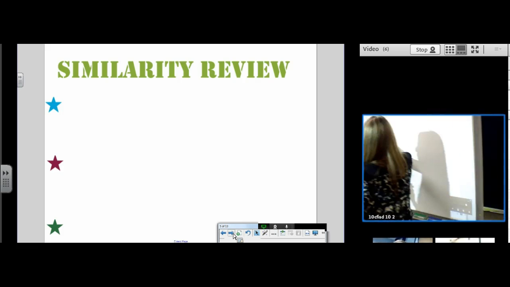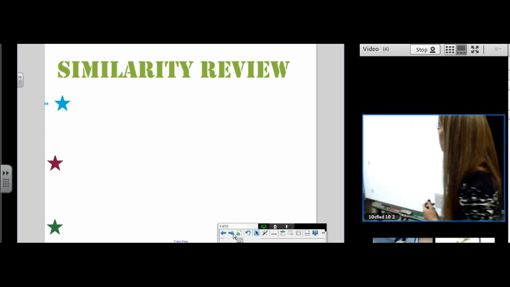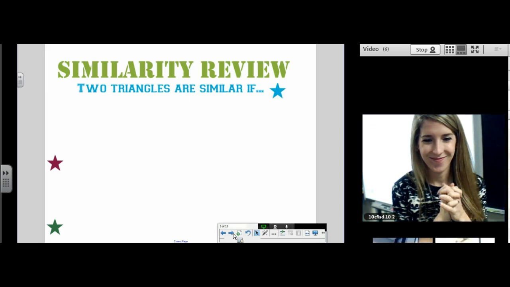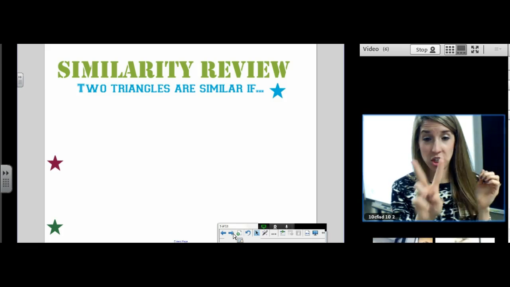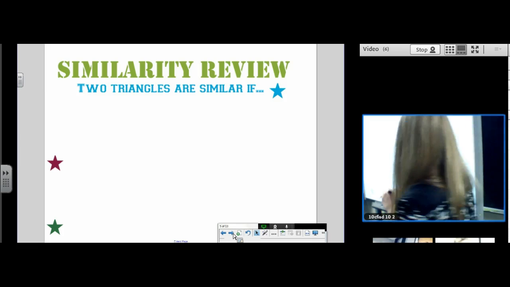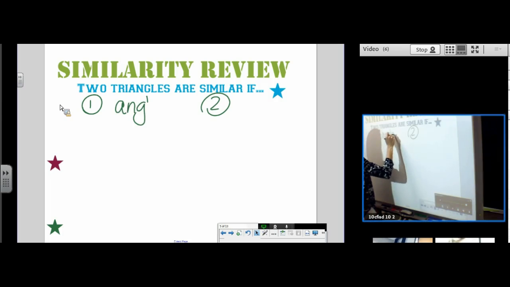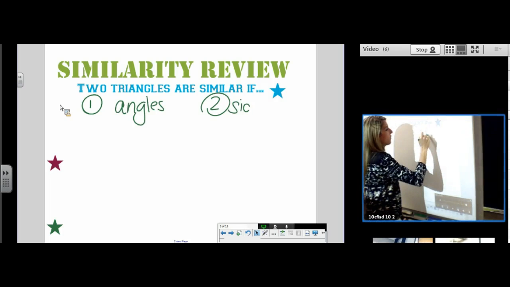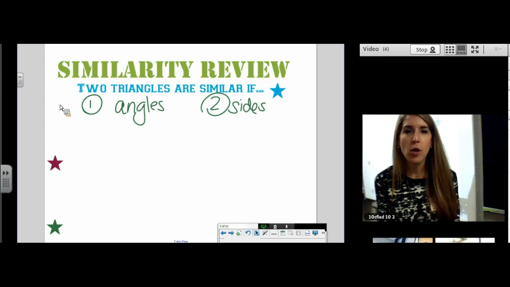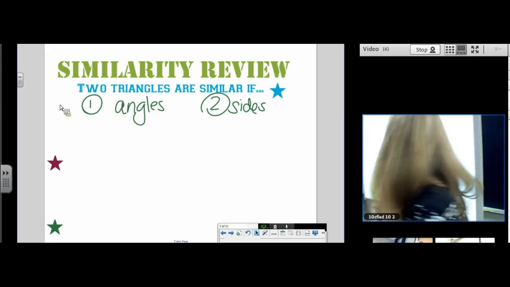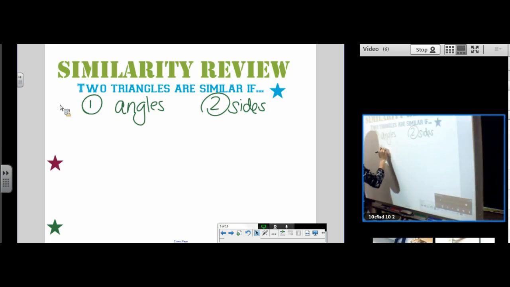Similarity. Let's talk about 3 of the main points of similarity. 2 triangles are similar if... So there were 2 things, 2 qualifications for figures to be similar. One of them had to do with the figure's angles, and one of them had to do with the figure's sides. What's true about the angles of 2 similar figures? Not proportional. Congruent. Very good.